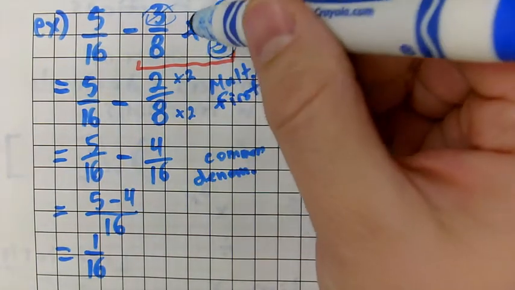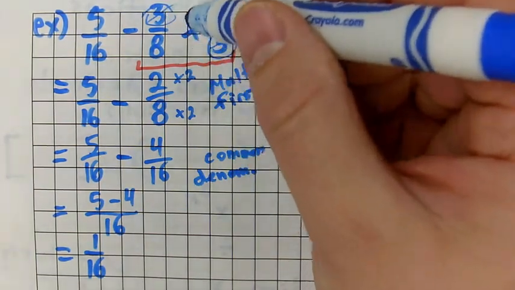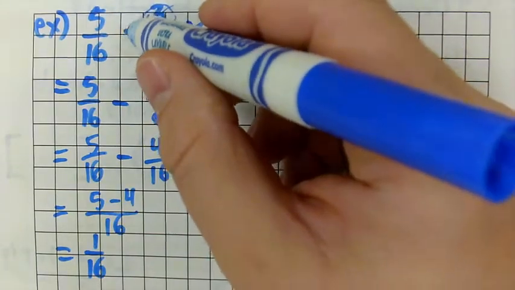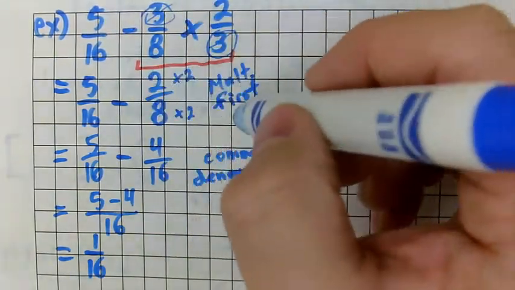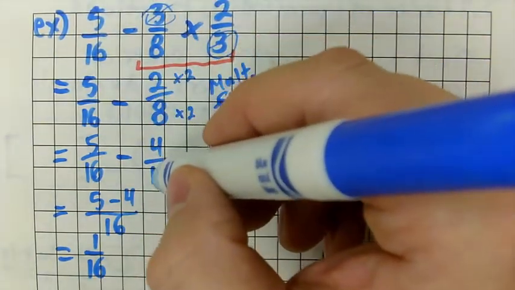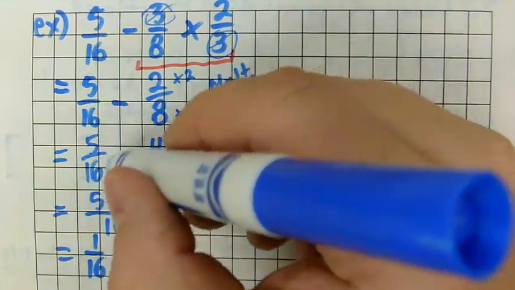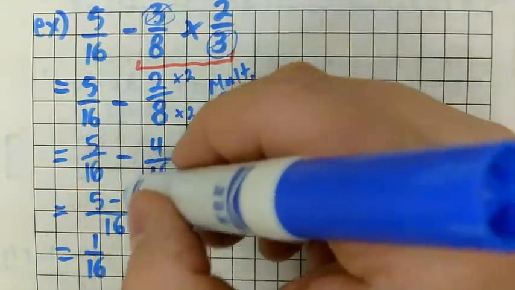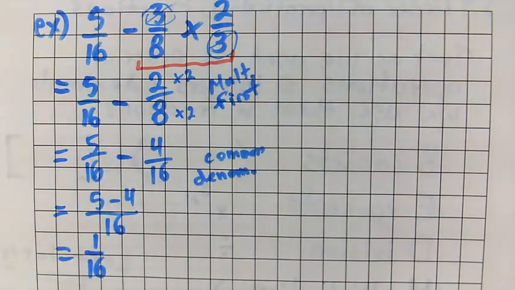So to recap, we have to multiply first because multiplication comes before subtraction in BEDMAS, and then we come up with our common denominator, and then subtract the numerators, put it over that common denominator, and there's your answer.